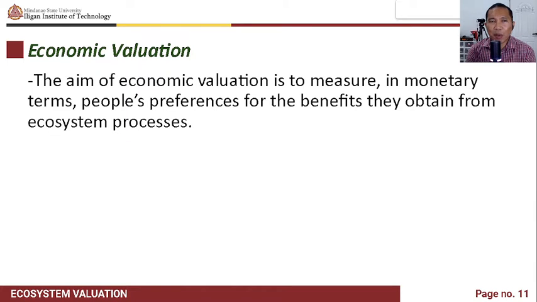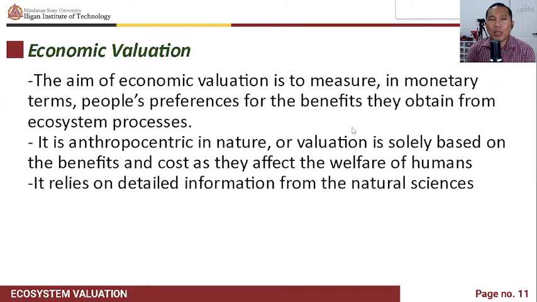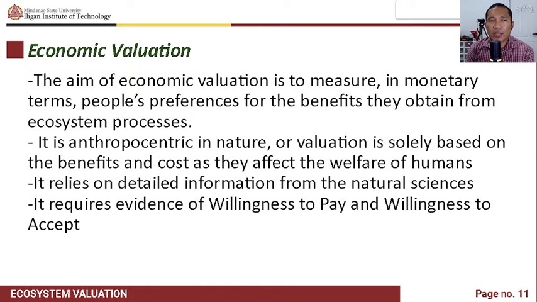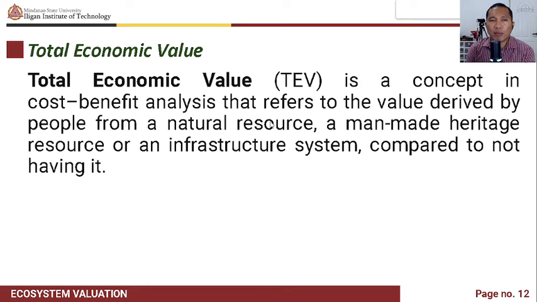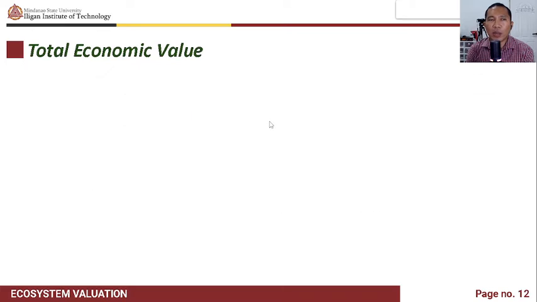Now, economic valuation's aim is to measure in monetary terms people's preferences for the benefits they obtain from ecosystem processes. So it is human-centric, or anthropocentric, in nature. Valuation is only based on the benefits and costs as they affect the welfare of humans. It relies on detailed information from the natural sciences, and it requires evidence of willingness to pay and willingness to accept.